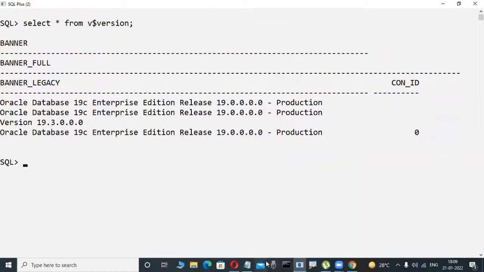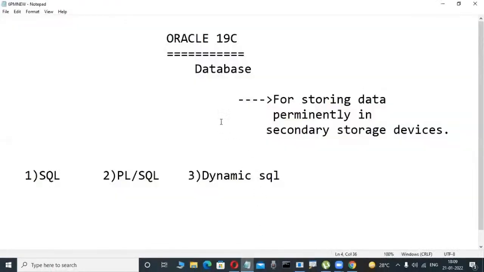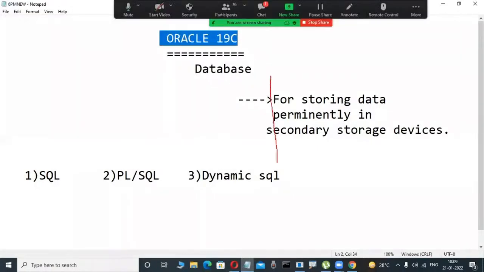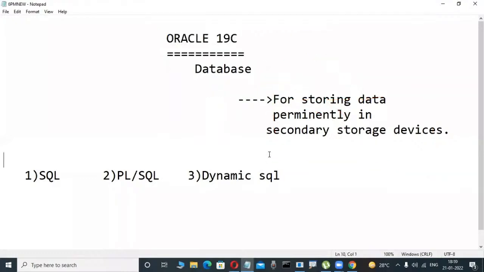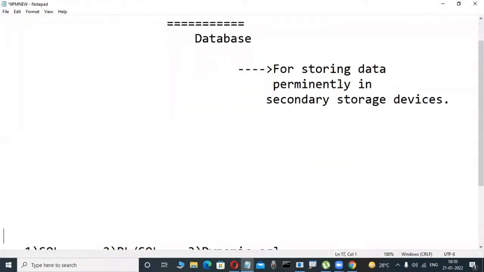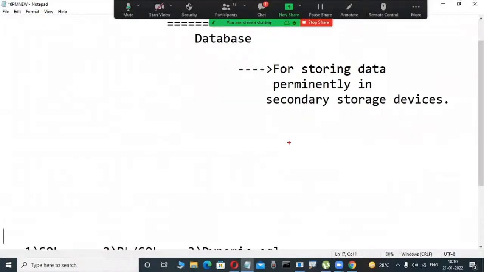What does this database mean? Once we install Oracle software, some place is automatically created on the disk. In this place, we permanently store data. These types of databases are relational databases, and these database software have been available from 1970 onwards.